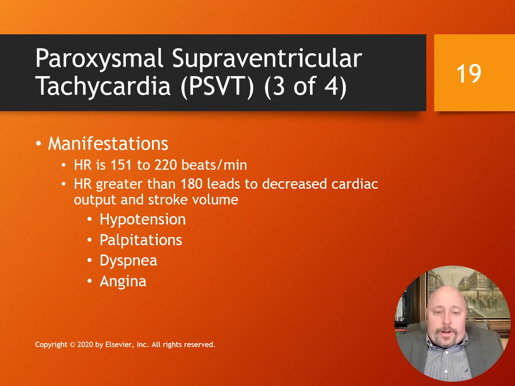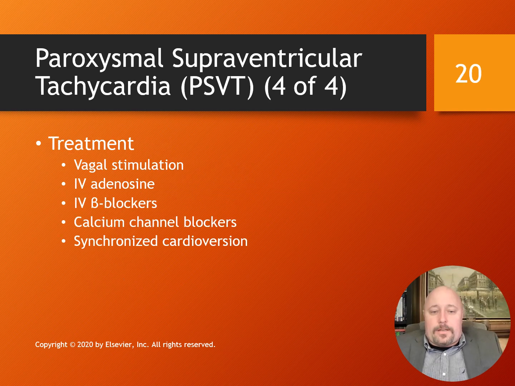A heart rate greater than 180 leads to decreased cardiac output and stroke volume. The heart is going so fast it is not able to fill with blood properly with each contraction, resulting in hypotension, palpitations, dysrhythmia, and even angina. This treatment would also obviously include vagal stimulation, IV adenosine, beta blockers, calcium channel blockers, and synchronized cardioversion.